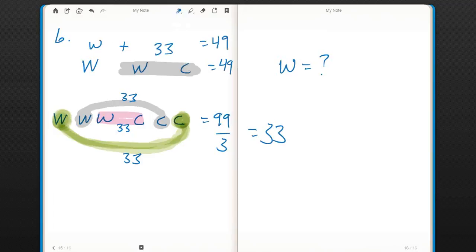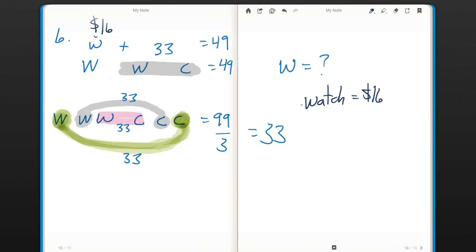So I spent $33 on the watch and calculator, but I had to give them $49 because I got another watch. So that other watch must be $16. And that's what they ask us, is what is the cost of 1 watch? So the watch is equal to $16.